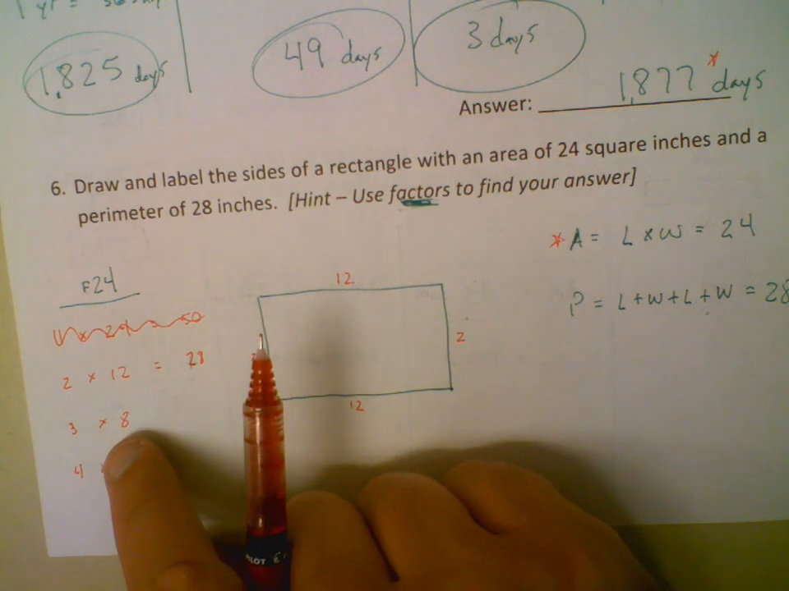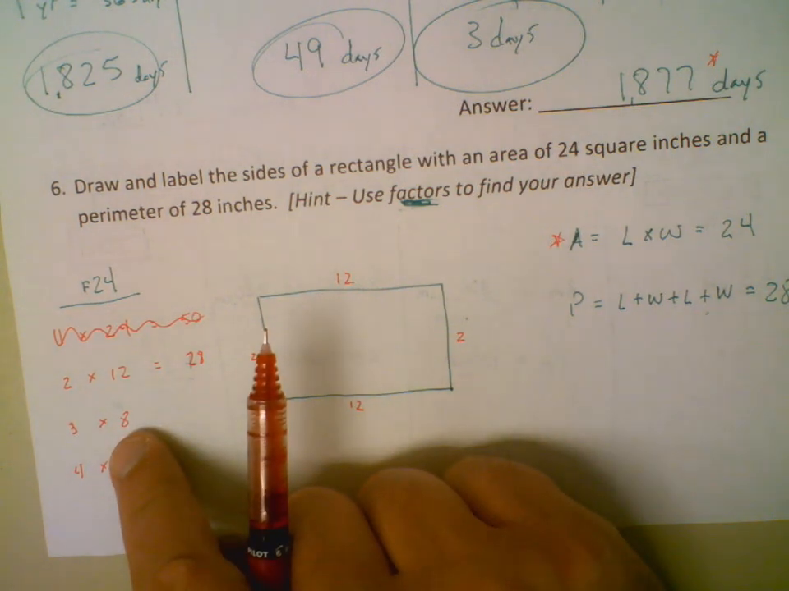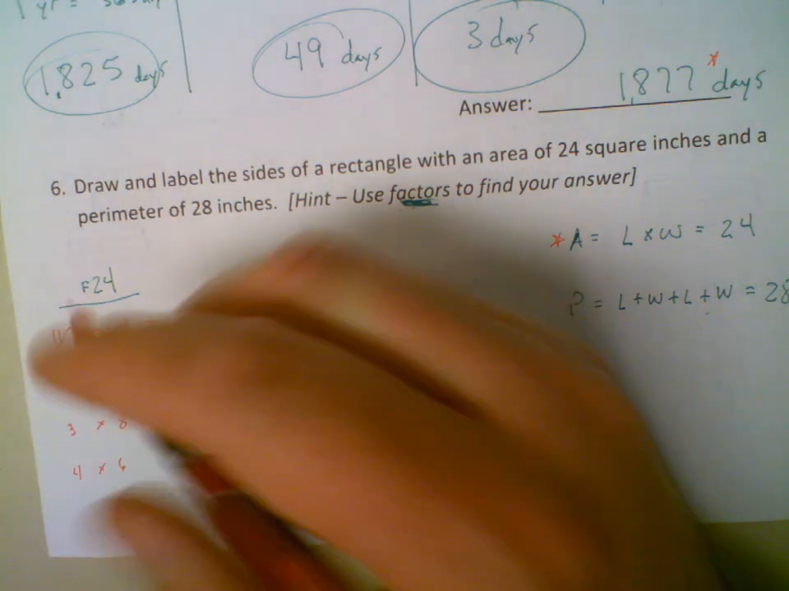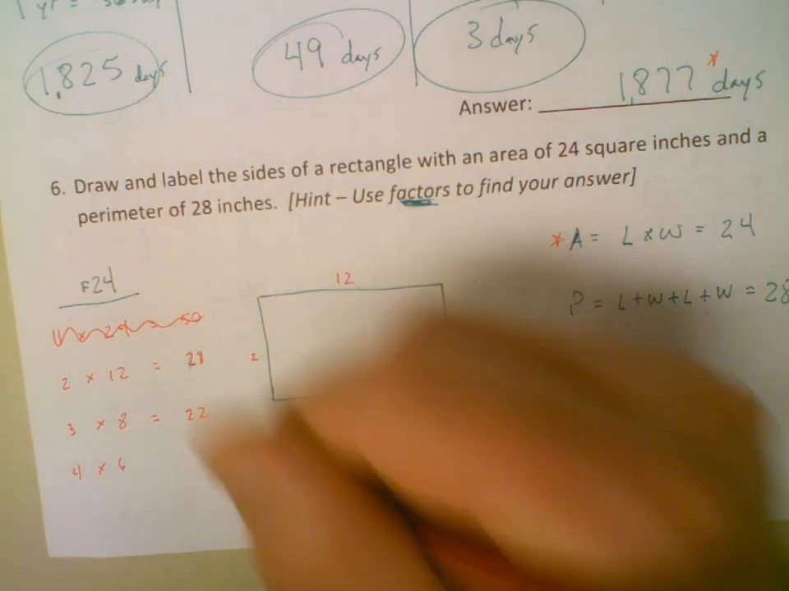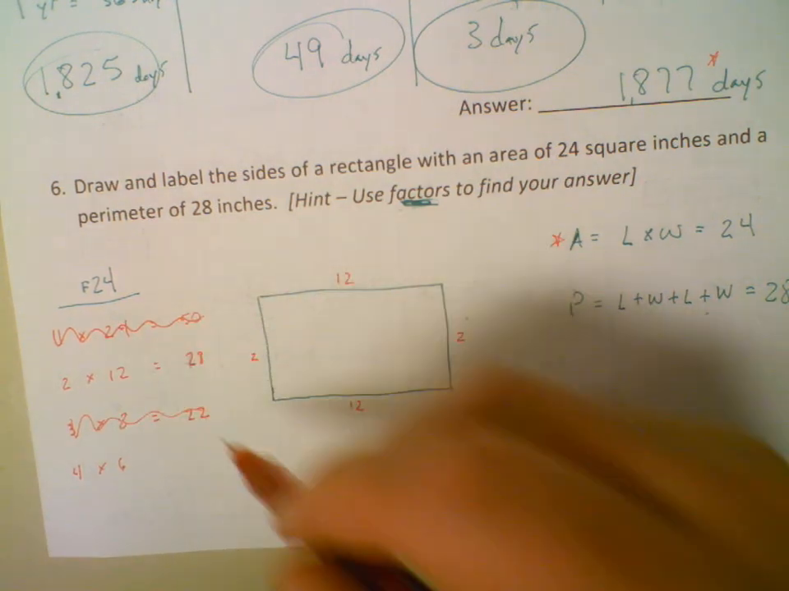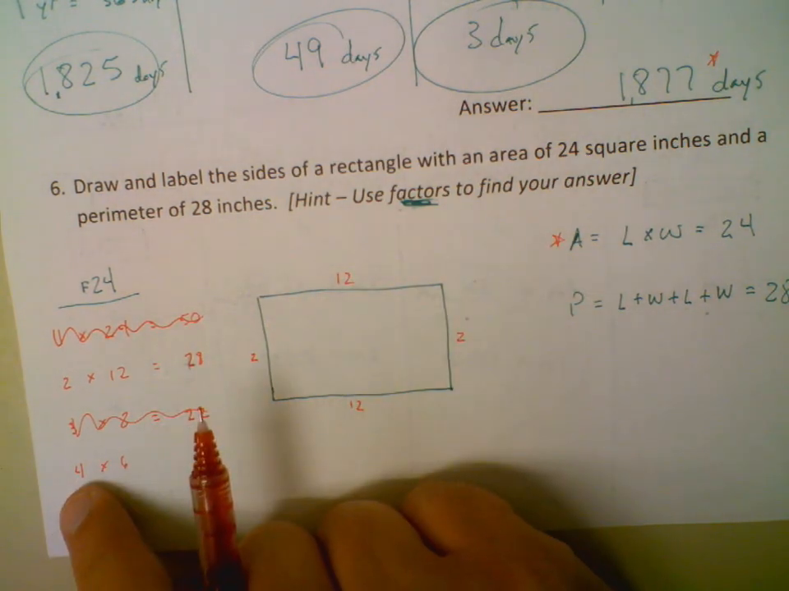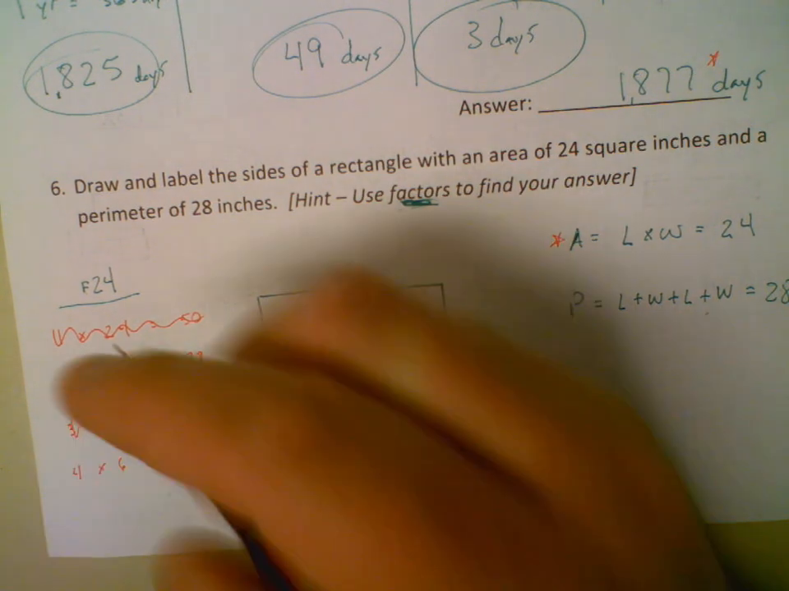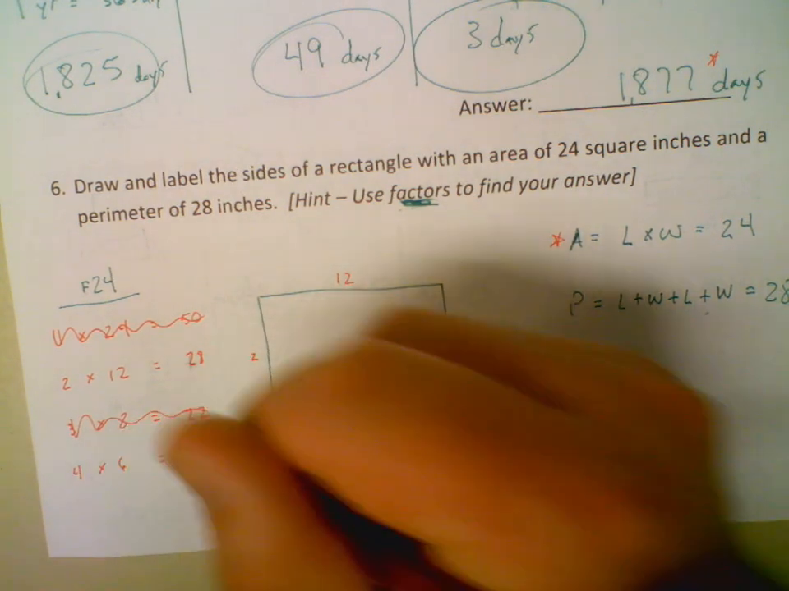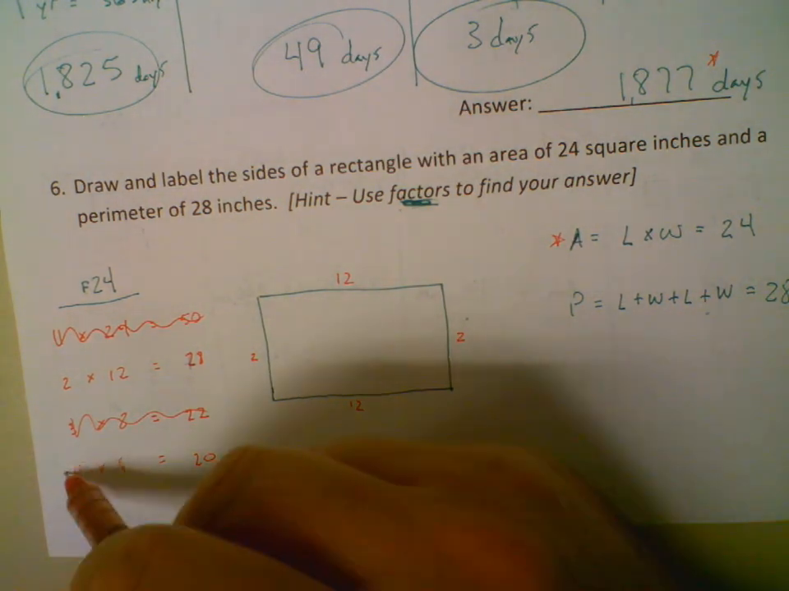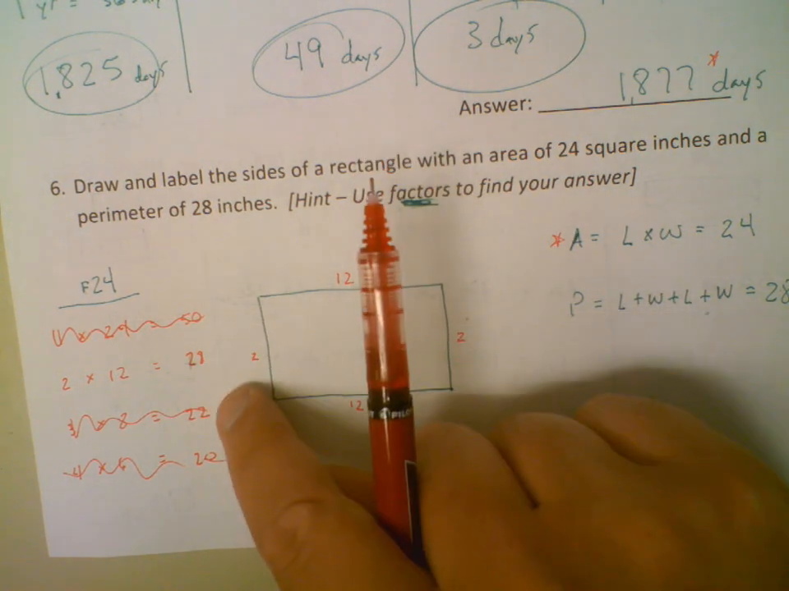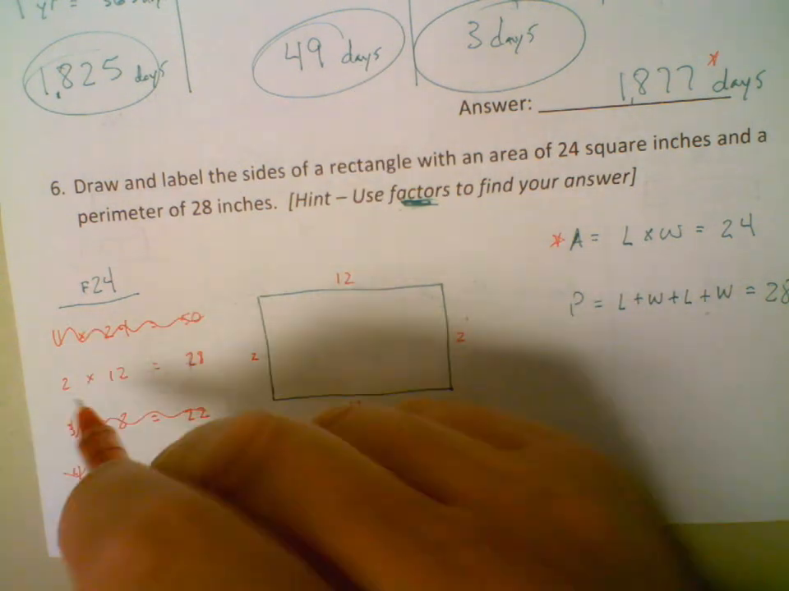So if I tried this one, it would be 8 plus 8, which would be 16, plus 3 plus 3 is 6. 16 plus 6 is 22. This one's only 22. 4 plus 4 is 8. 6 plus 6 is 12. So 8 plus 12 is 20. So not quite big enough. If you notice, they're kind of getting smaller. 50, 28, 22, 20. This is the one you want.